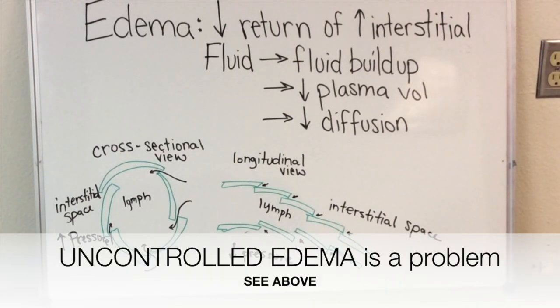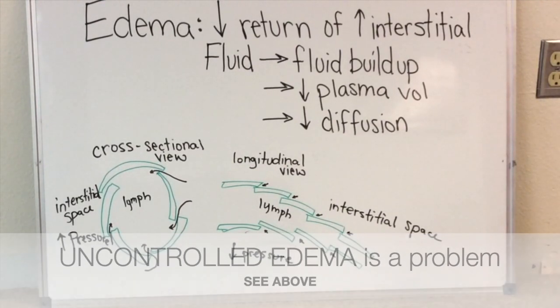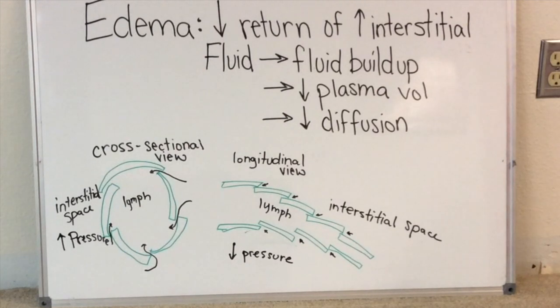However, edema in uncontrolled situations can result in a concern. Edema is problematic because it allows for a fluid buildup within an area of tissue. It results in a decrease of plasma volume within the cardiovascular system, which can lead to a decrease of cardiac output, and it can also decrease diffusion between the capillaries and the other tissue, because the increased volume leads to an increased distance for nutrients and waste to diffuse through. As the distance increases and diffusion decreases, it is more and more likely that the cells in that area will die.